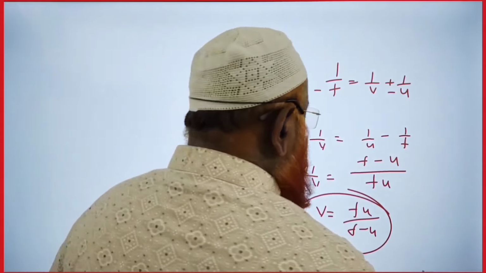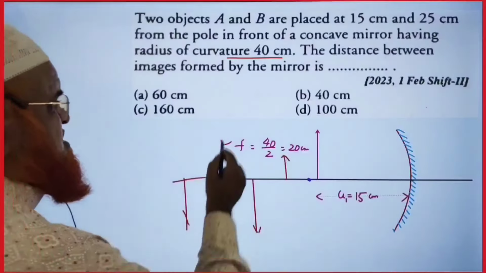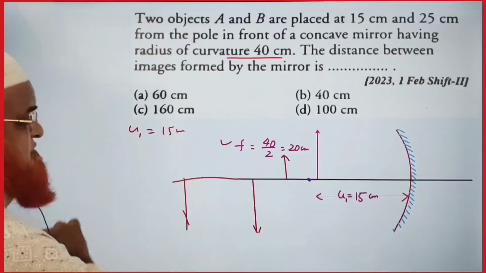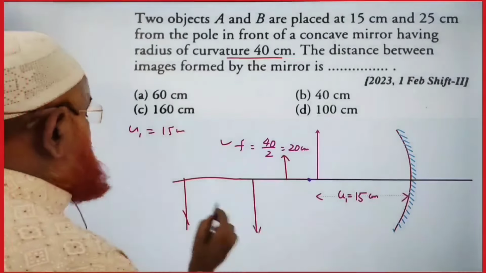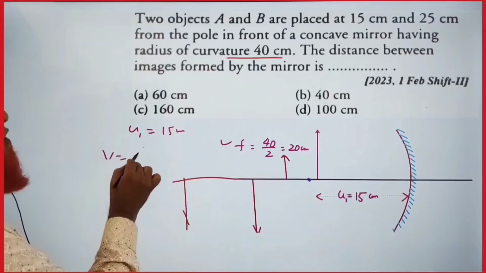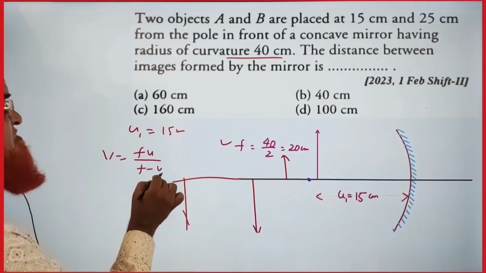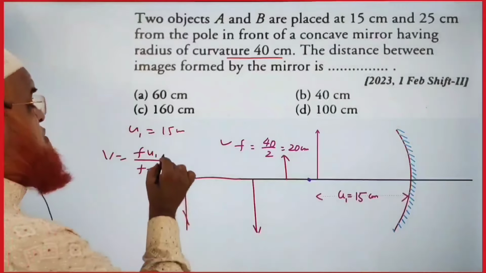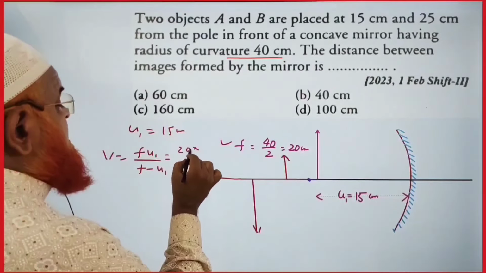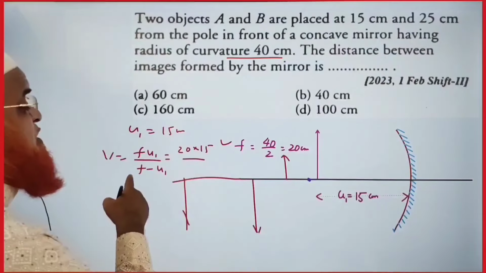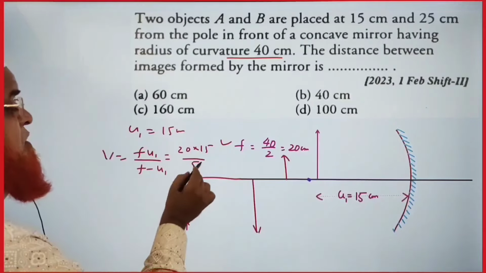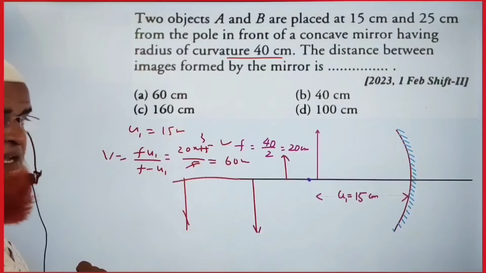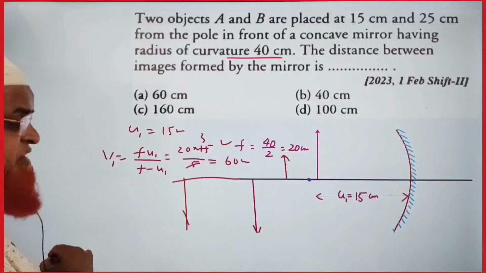Okay. Now let us see what is going to happen. First of all, he has given u1 as 15 centimeters. Substitute in this formula, that is v is equal to fu by f minus u. This is u1, so f u1 by f minus u1. F is 20 into 15 by 20 minus 15, that is 5. So we'll be getting answer as 60 centimeters. This is called as image distance v1.